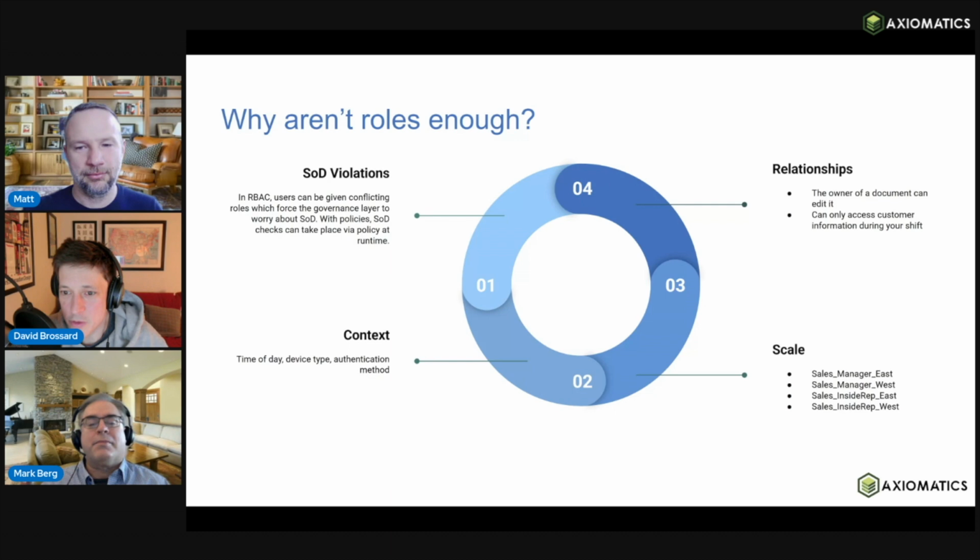Yeah. So if we wanted to group all those reasons, Mark and I, in preparing for this webinar, came up with these 4 categories. They're not the only ones, right? But number one, segregation of duty challenges with roles, right? If you have static roles, it's hard to do SOD.